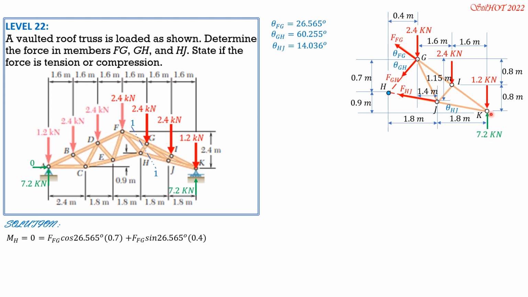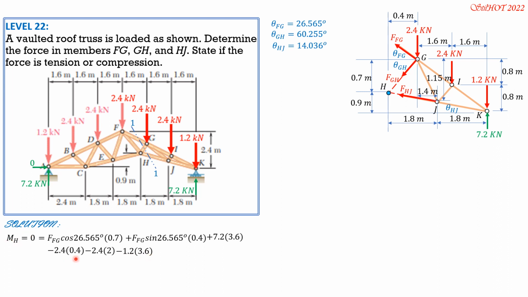Then plus 7.2 times 3.6. Then minus 2.4 times 0.4. Clockwise, so minus. Minus 2.4 times 1.6 plus 0.4 is 2, so 2.4 times 2. Moment arm is 1.6 plus 0.4, so 2. Then minus 1.2 times 3.6. So using your calculator, the last three terms become positive when transposed to the left.